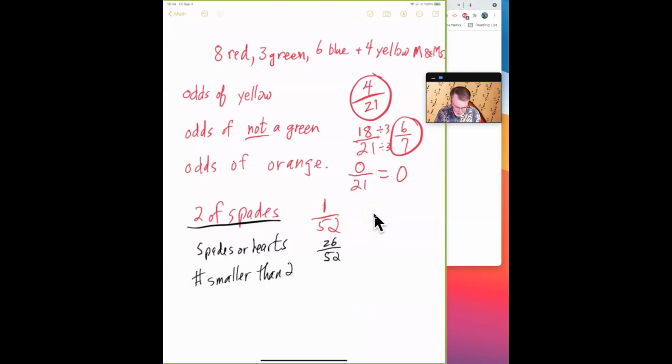We'll divide 26 by 2. We get 13 over 26. And then actually 13 and 26 can both be divided by 13. So let's divide them both by 13. And we'll get 1 over 2. So our answer here is 1 out of 2. You have a 1 in 2 chance of drawing a spade or a heart. So if you were to actually lay out cards and draw one at random, every second card should be a spade or a heart. And then the last one, a number smaller than 2.